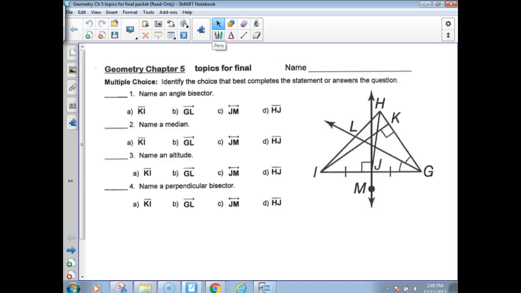These are the topics on the final exam coming up that are from Chapter 5 that we were discussing on Friday. It says identify the choice that best completes the statement or answers the question. Name an angle bisector. Well, go to the diagram. Look for an angle that's cut in half by some marks. It has the markings on it. What would it be?